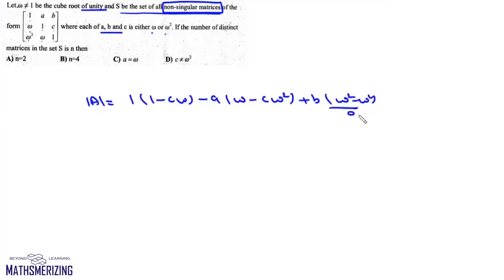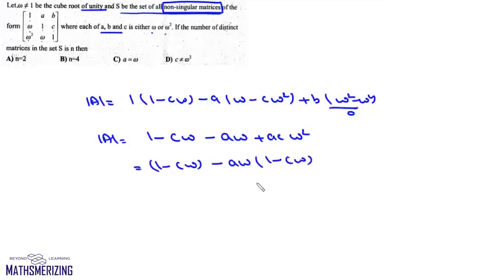Now we find the determinant of this matrix, say determinant of A, which will be 1 into 1 minus C omega, minus A into omega minus C omega square, and then plus B into omega square minus omega square, which is 0. So this determinant of A will be 1 minus C omega minus A omega plus AC omega square. Now we can write this as 1 minus C omega, and here we'll take A omega common. So determinant of A will be 1 minus A omega into 1 minus C omega, and it must not be equal to 0.